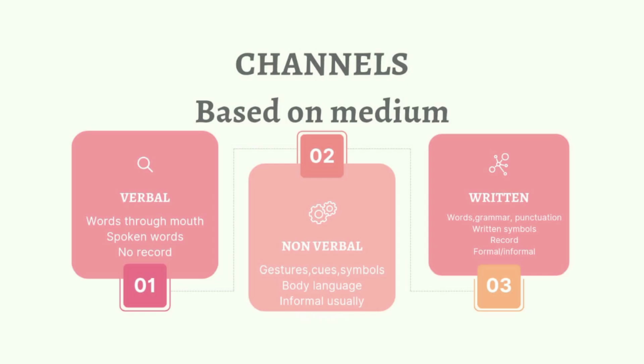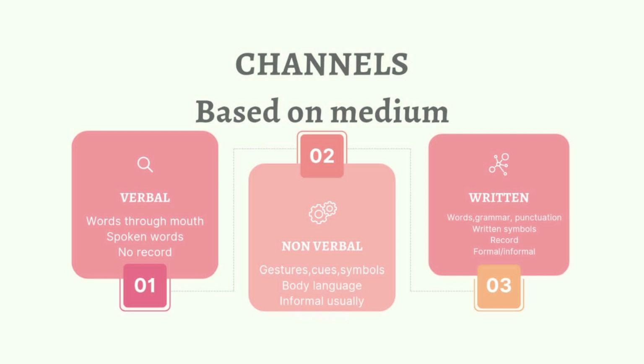Now let us move on to the channels of communication based on nature. They are divided into three types: verbal, non-verbal, and written. Verbal communication includes spoken words for communication, either orally or written. For example, a team discussing project updates during a weekly meeting, or a manager giving instructions to a team.